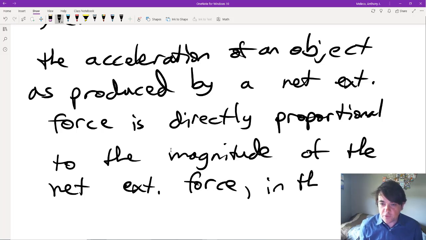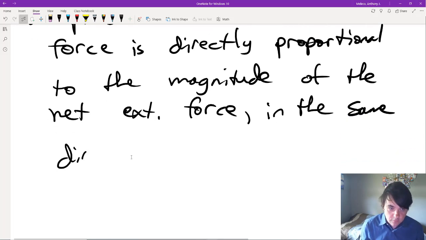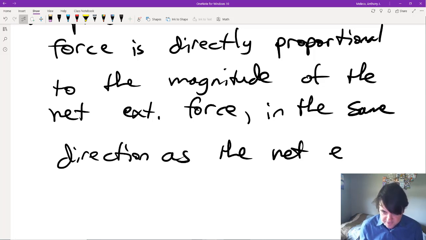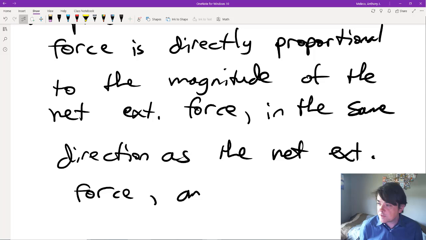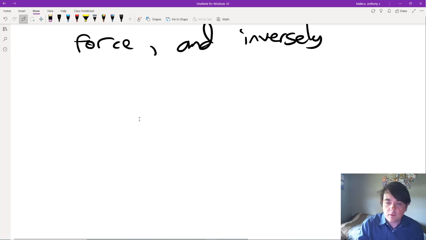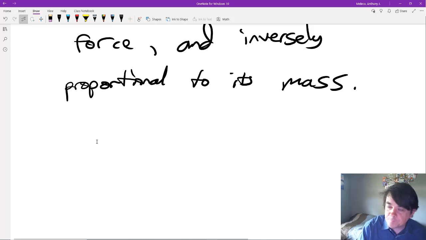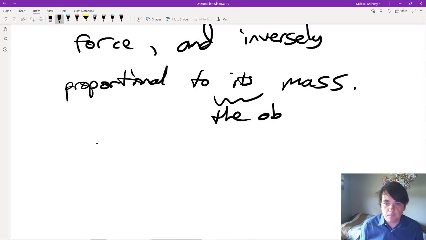It's also in the same direction, because they're both vectors, as the net external force. And it's inversely proportional to its mass, okay? Or to the object's mass, okay?